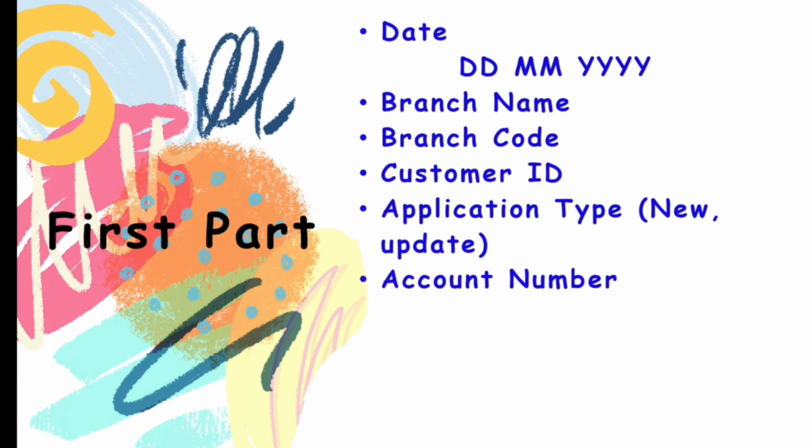Now, if you see the first part of the form, you will have a date, which you can mention as date, month and year. In certain banks, it will be vice versa as well. So make sure that DD represents date, MM represents month, and YYYY represents the year. And give the branch name, branch code, certain other details. The bank itself will be filling all these options: customer ID, application type, and account number.